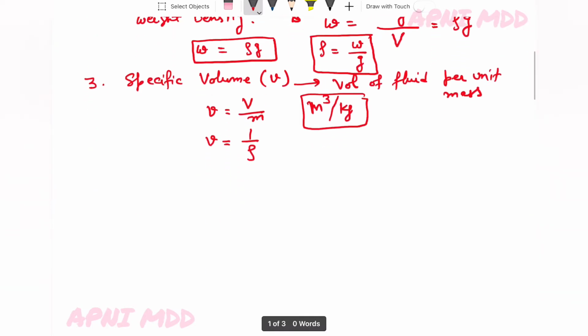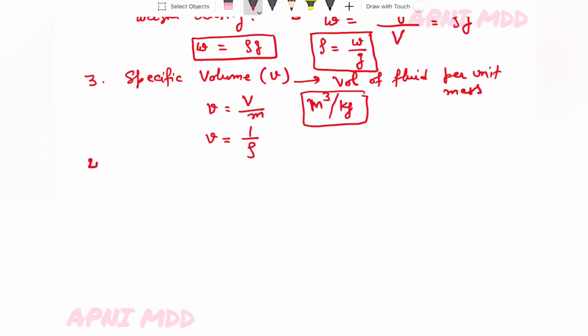Then another important property of fluid is specific gravity. The symbol is S. Now this specific gravity has three definitions. One is the general definition. Second is the definition for liquid. And third definition is for gases.